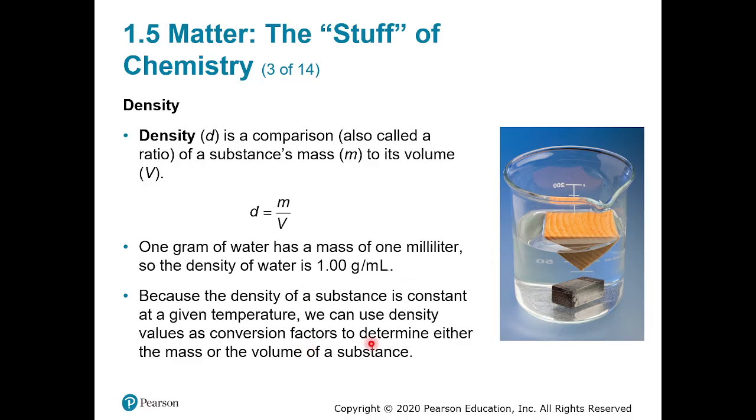Now, the density of a substance is going to be constant at a given temperature. We can actually use these density values as conversion values to determine either the mass or volume at a given temperature. That's actually how water is oftentimes used to determine the volume of something. One of the important things to keep in mind is this right here is actually demonstrating specific gravity.